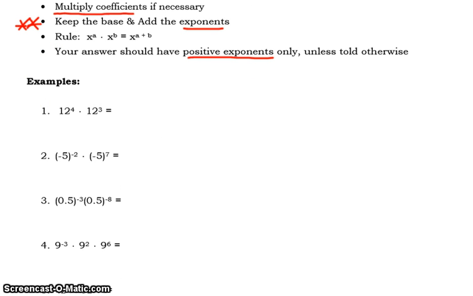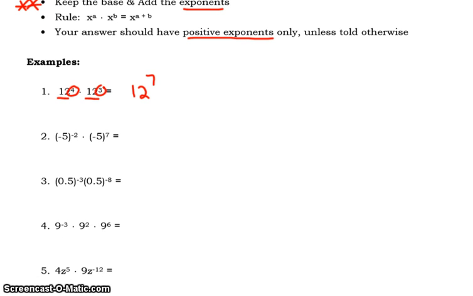Okay, so let's look at number 1. We have 12 to the 4th times 12 to the 3rd. We've got the same base, so we keep the base 12 and add the exponents. 4 plus 3 is 7. We're not going to simplify 12 to the 7th because the directions will say leave your answer with positive exponents, so we can leave the answer like that.